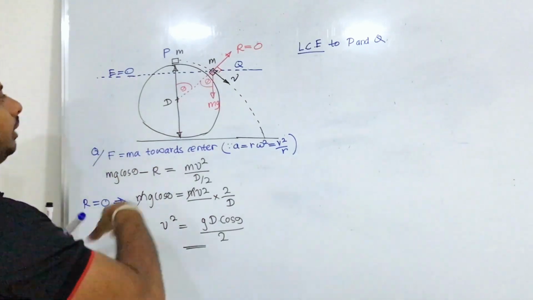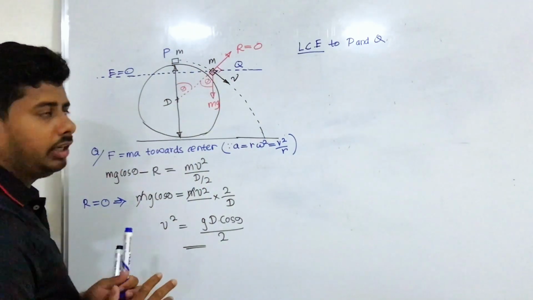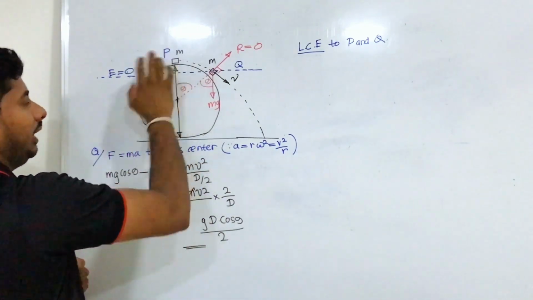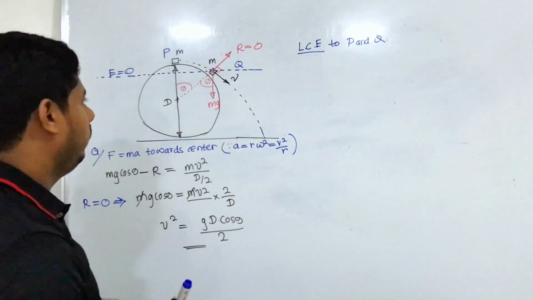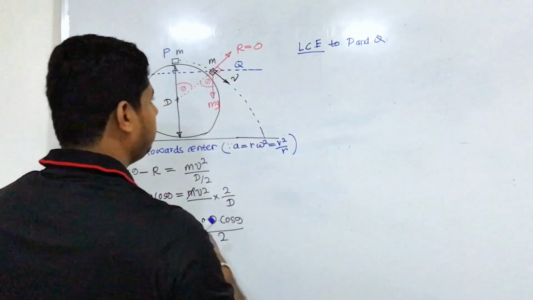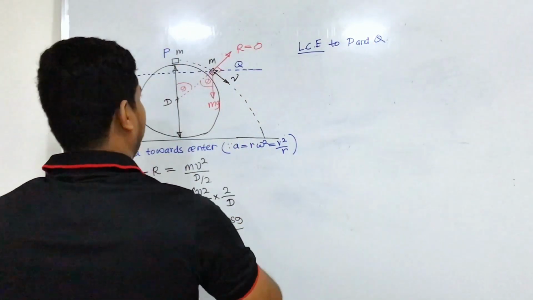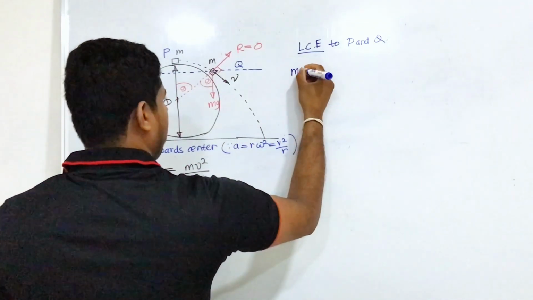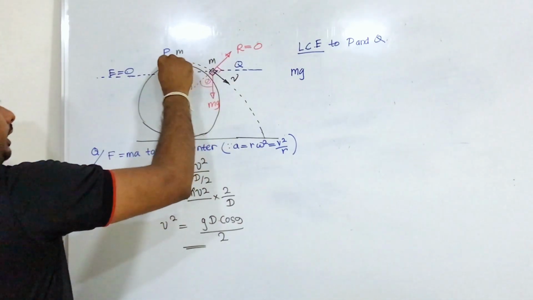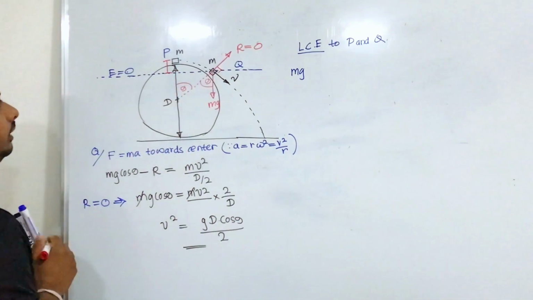If you take our datum line or the E0 level here, then this one has only kinetic energy. It does not have any potential energy. Here this one has only potential energy, no kinetic energy. So the whole thing is now very simplified for us. Now we will apply the law of conservation of energy to P and Q. So total energy at P, that is potential energy. So you have to write mg times the vertical height. The vertical height from the E0 level is this small length. Right? This is the length.